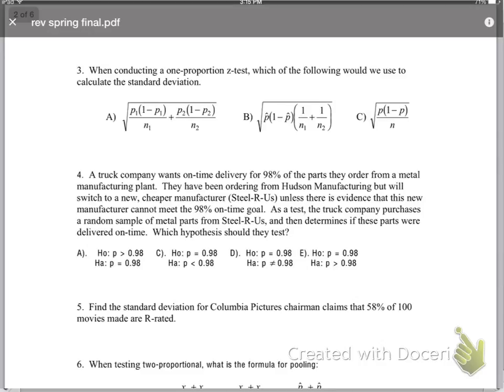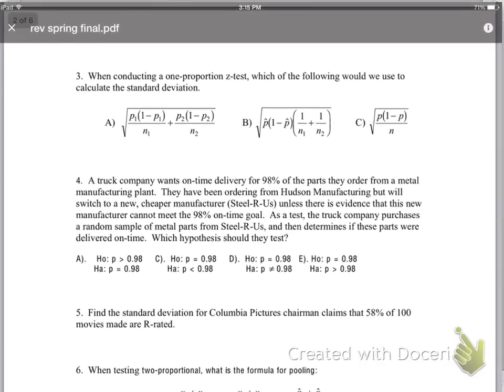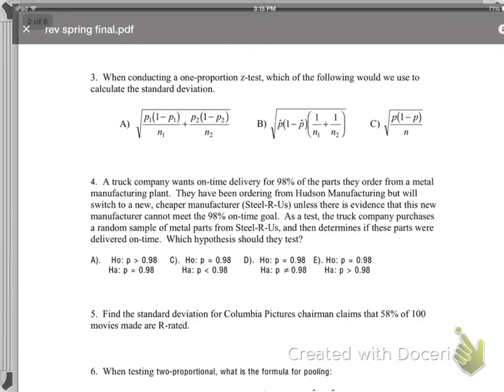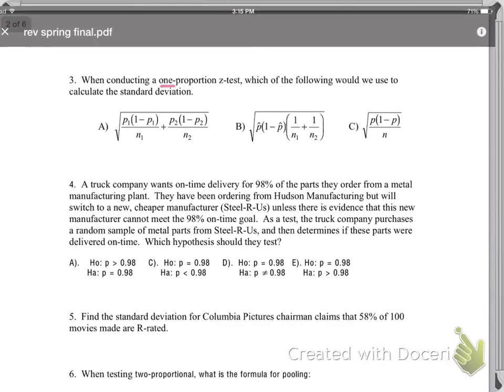Okay, number 3, they want to know which of these is for a one prop Z test. One prop Z test. And the formula for that is P times Q divided by N, and you take the square root. Okay, now you don't see that anywhere, do you? Okay, you got to remember, what is Q? Q is 1 minus P, so the answer is C.